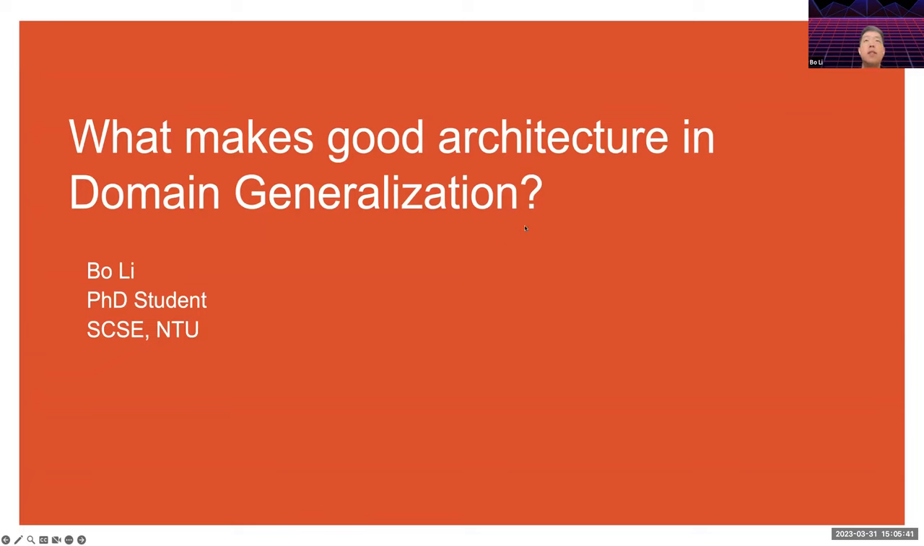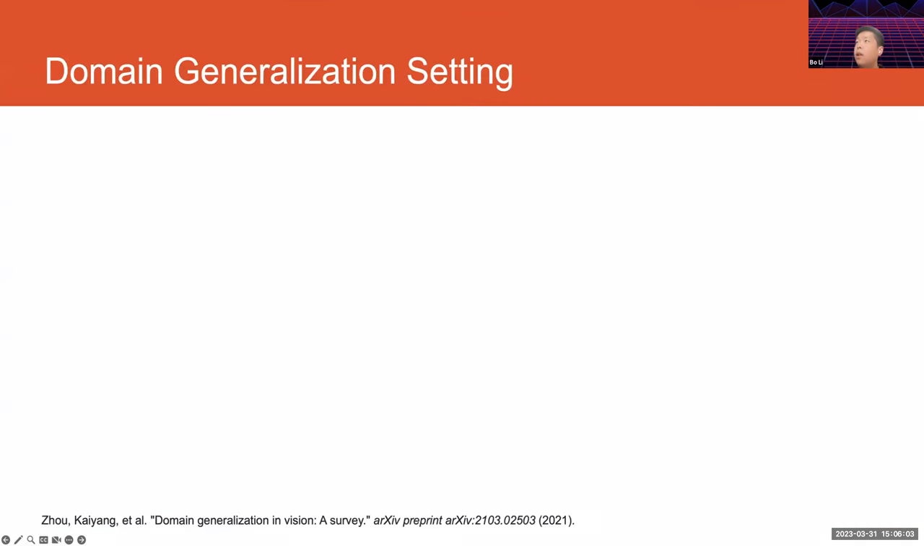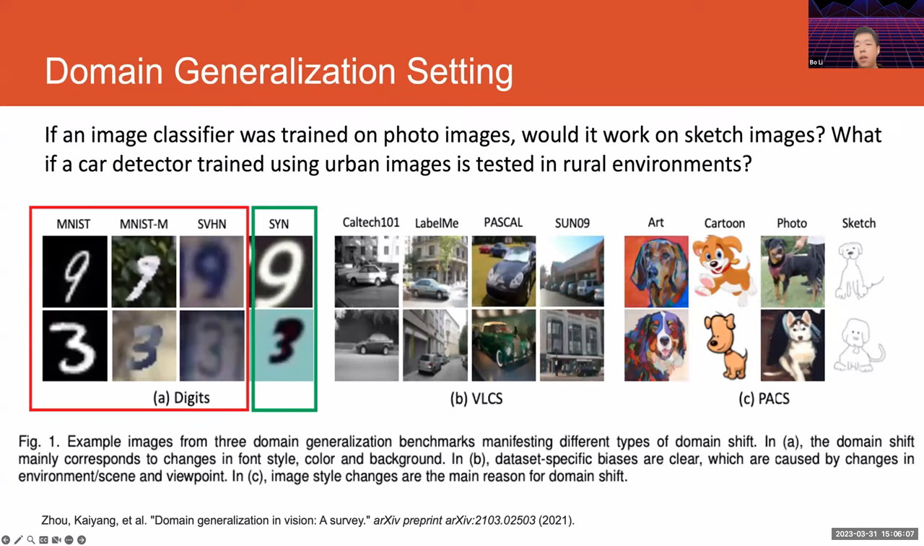Today I would like to present the topic: what makes a good architecture in domain generalization. I should state up front that it concludes our findings about the domain generalization topic. I will first introduce the setting of domain generalization, and quickly bring up its history, but I will talk about something different. Our findings are particularly different from the historical algorithms.